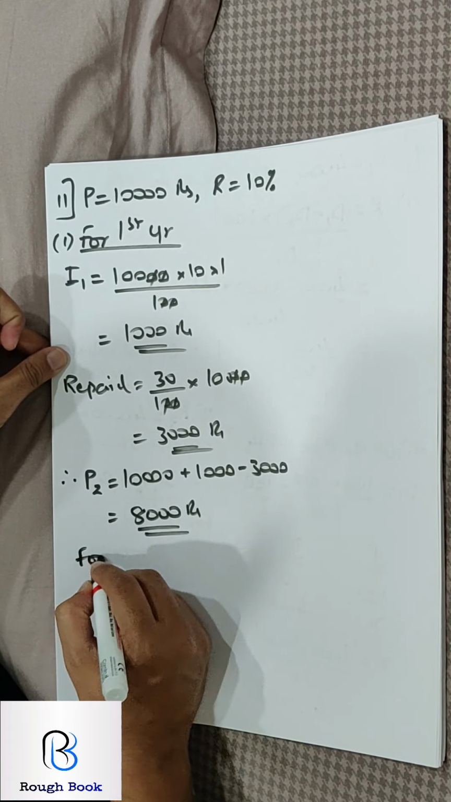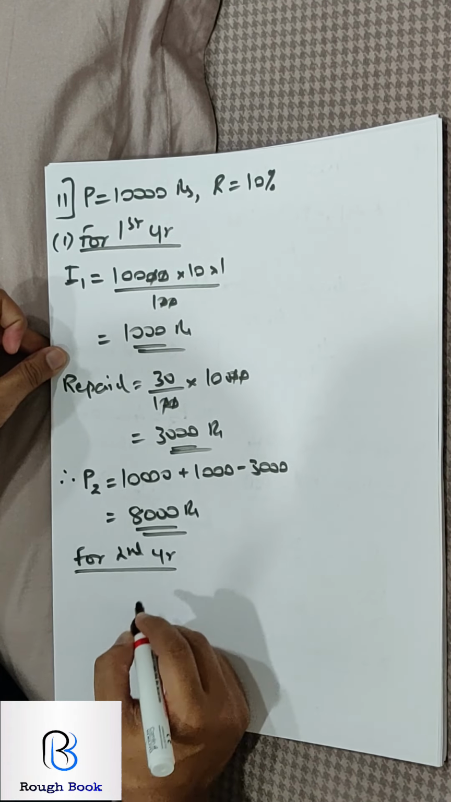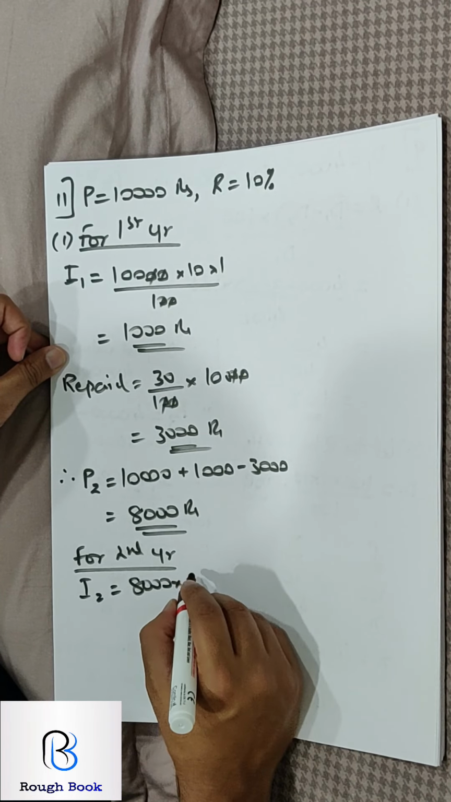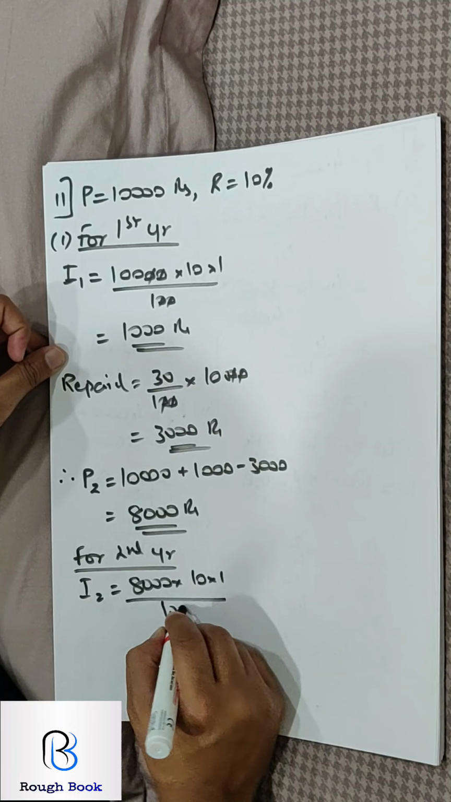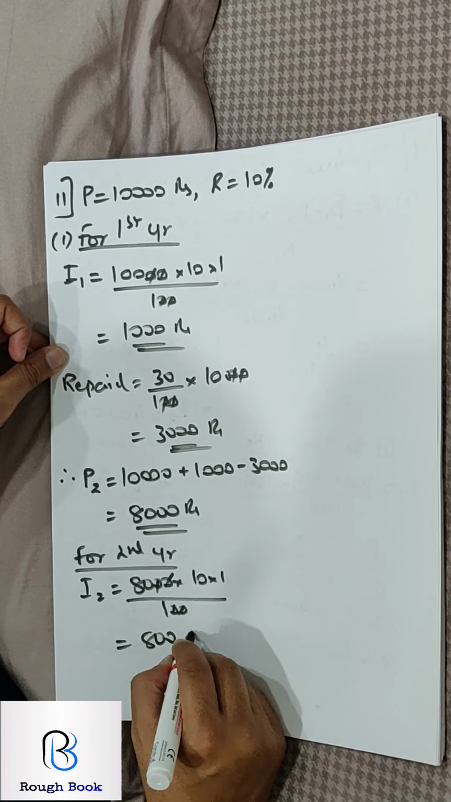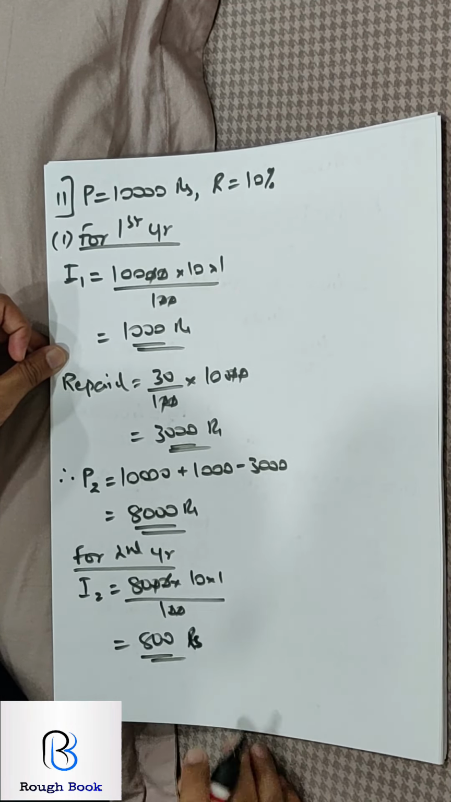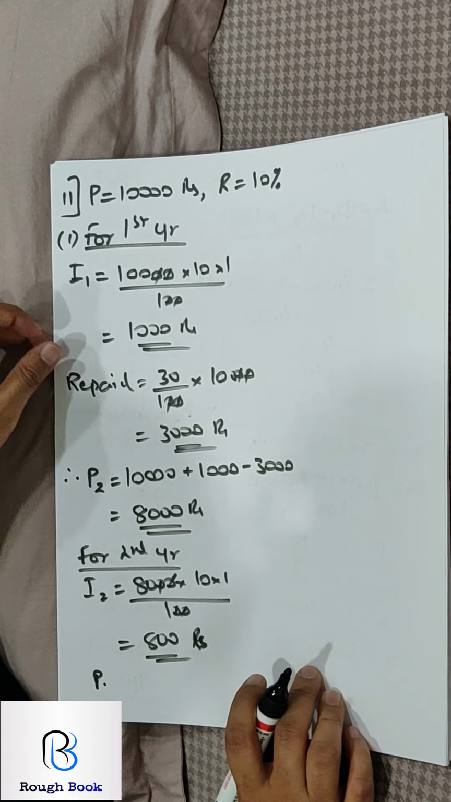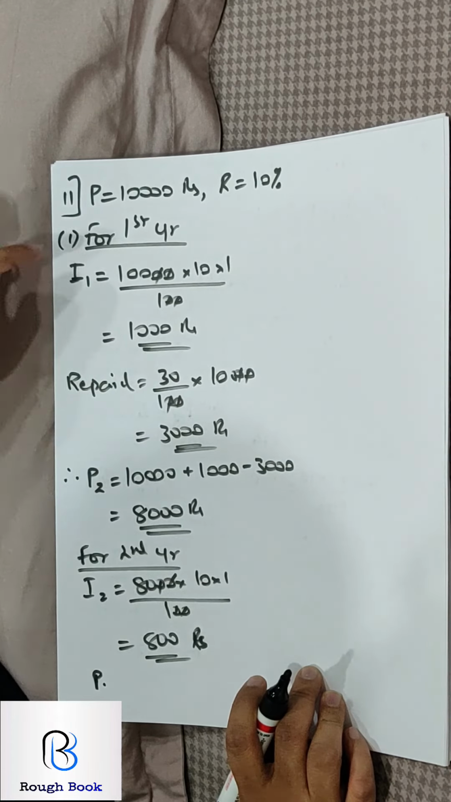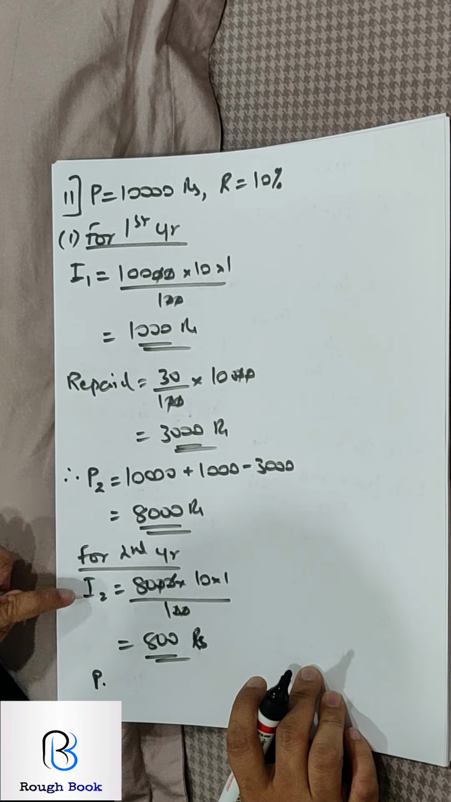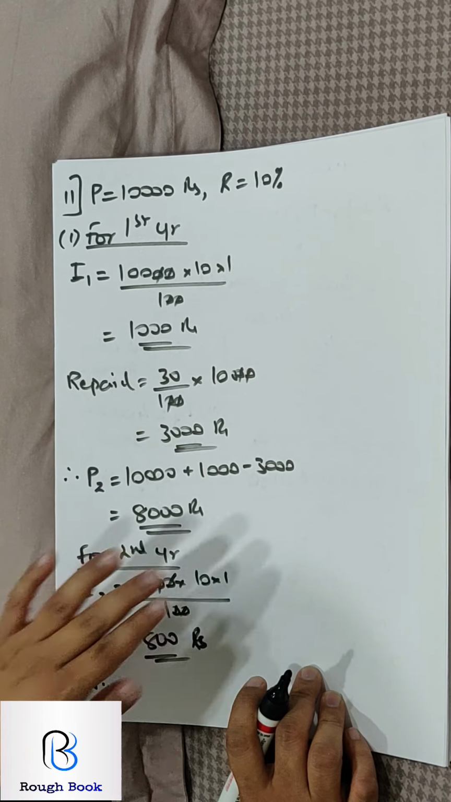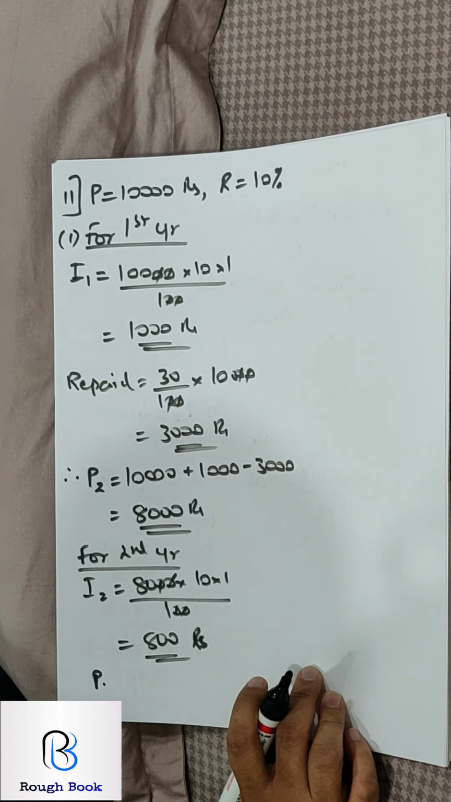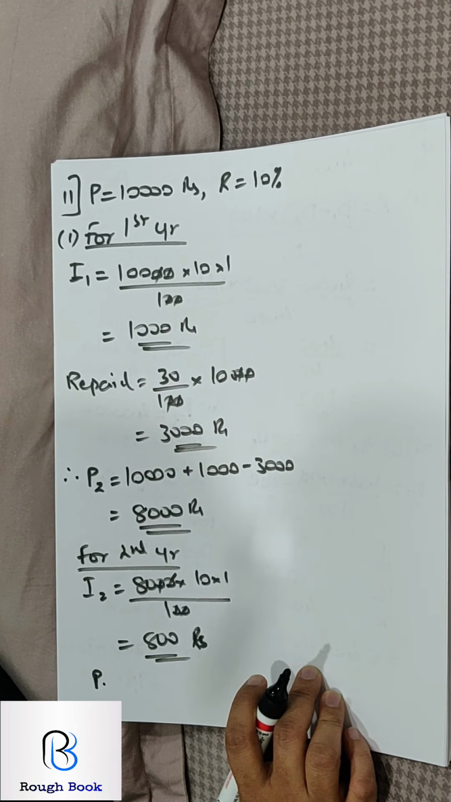Now for second year, I2 is 8,000 at 10%, so it should be 800 rupees. Once I get 800 rupees, P3. Now they said just at the end of second year. So this is the end of first year. Now we are trying to get to the end of the second year. So second year, no repayment. Directly pay the entire amount straight away. So that should be how much? Think and get me the correct answer.